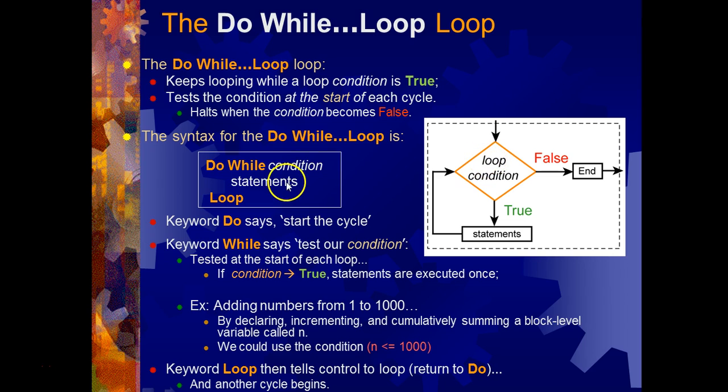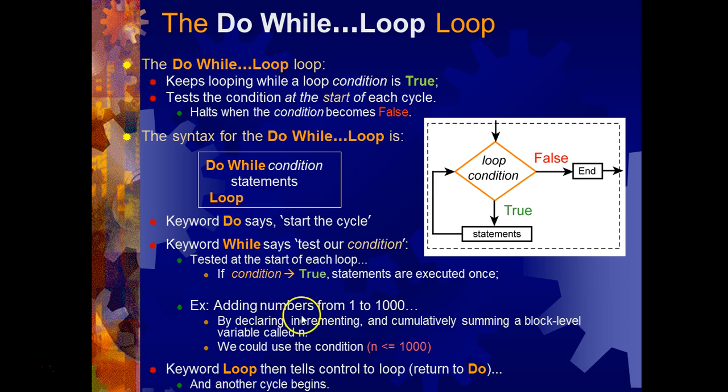The syntax of the do while loop is do while condition type. So we're just reviewing now. The do says start the cycle. The keyword while says test our condition. So we're not even talking about the do until loop yet. We're just going back to the original do while loop. Test it at the start of each loop. So we're doing it at the start. If the condition is true, then we run the statements.